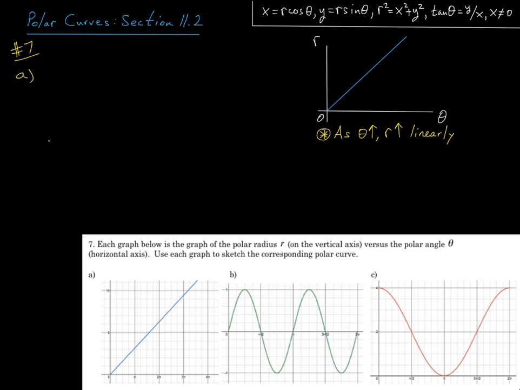Okay, question 7 picks up nicely from number 6. It says each graph below is the graph of the polar radius r on the vertical axis versus the polar angle theta on the horizontal axis. Use each graph to sketch the corresponding polar curve.